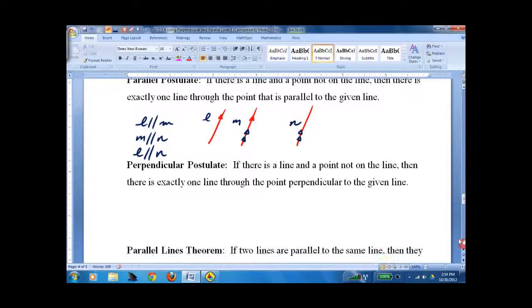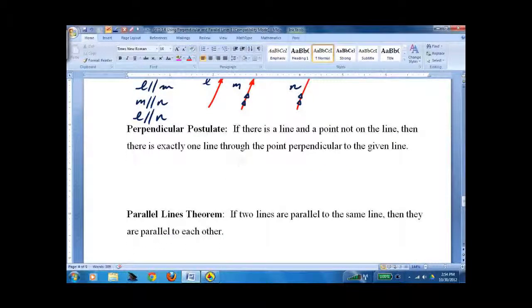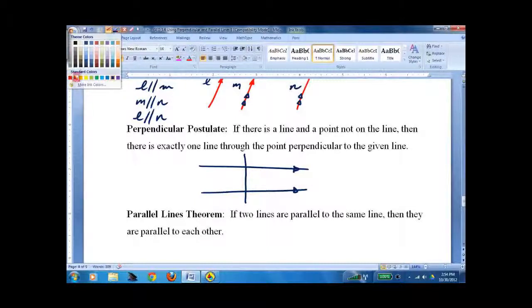Very easy stuff. Perpendicular also fairly easy. Not quite as obvious, but pretty easy. If these two lines are parallel, draw that in red so you can see it. And this is perpendicular, and this is also perpendicular. If one, then the other.